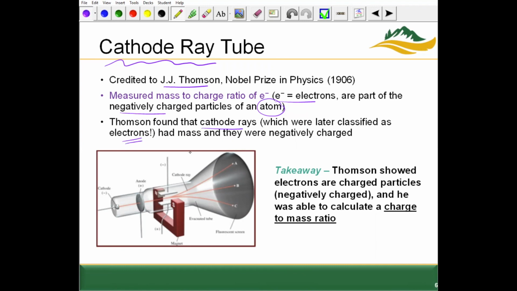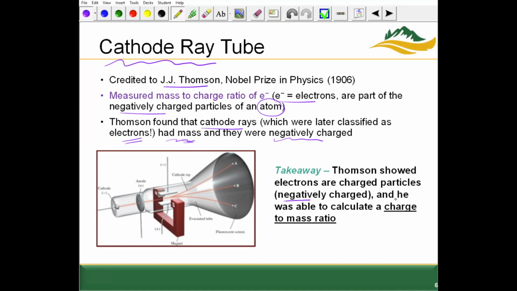What Thomson did is he found that these cathode rays had some mass to them and they were negatively charged. What Thomson didn't do is he wasn't able to nail down the exact mass of one individual particle, but he did find that these particles all together were negatively charged. So the takeaway from Thomson is he was able to show that electrons are charged particles, specifically they're negatively charged.